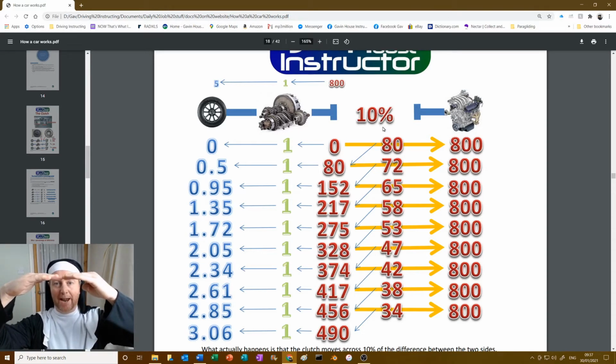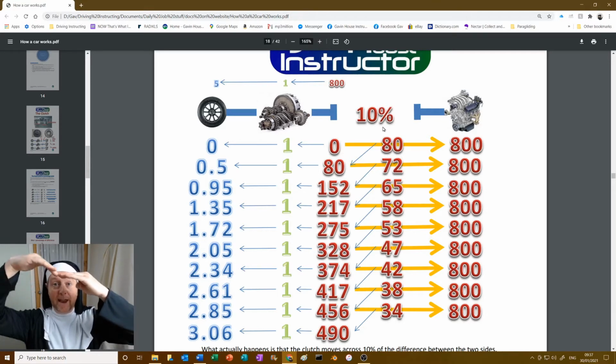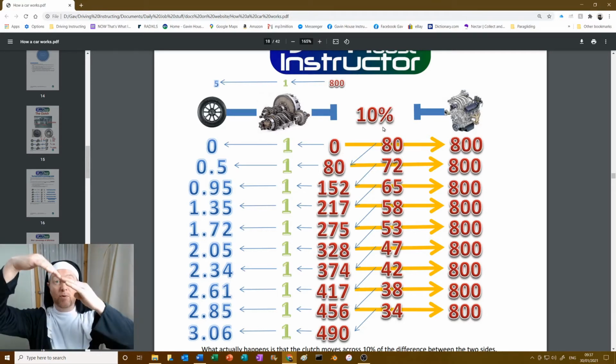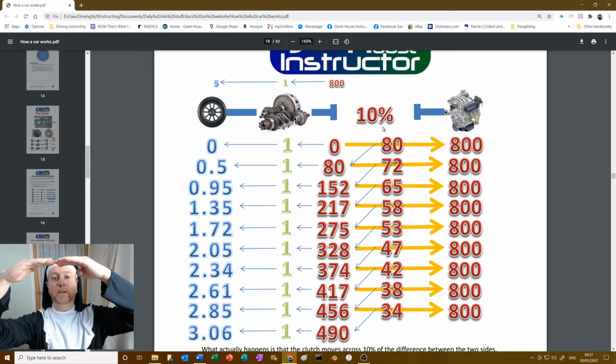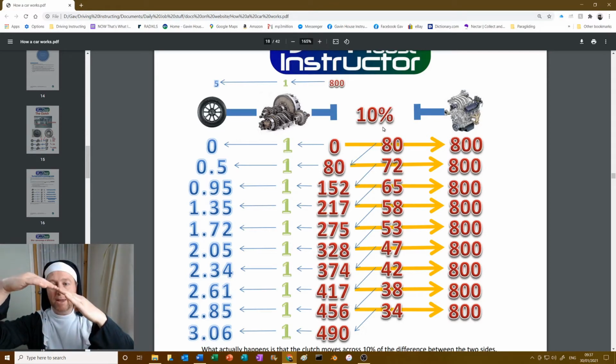But what's crucially happening here is that the speed of the gearbox has now got up to the speed of the engine. That's the minimum speed of the engine. So now if we were to accelerate the engine, it would bring the gearbox up with it. And if we slowed the car down, it would bring the engine down.